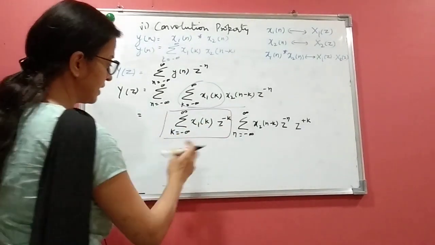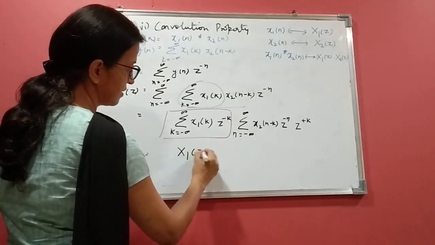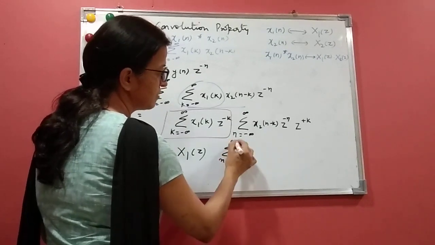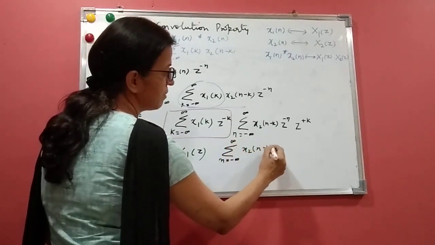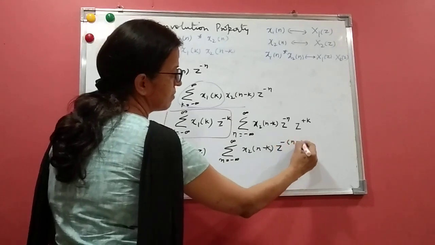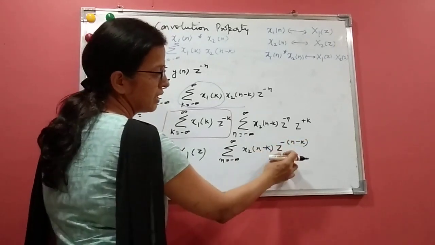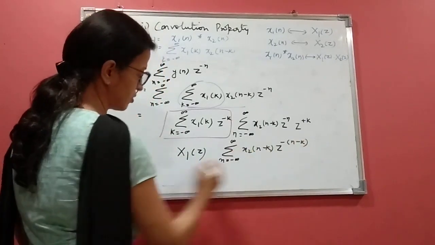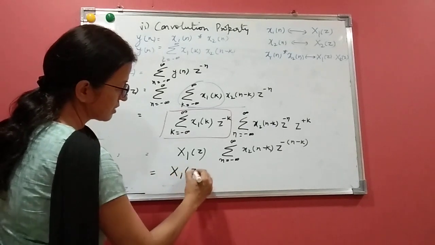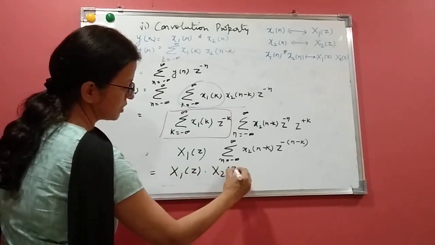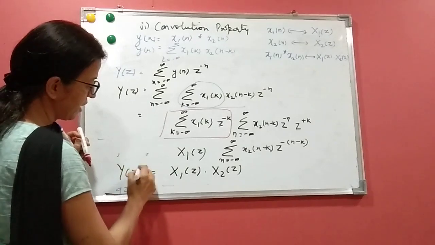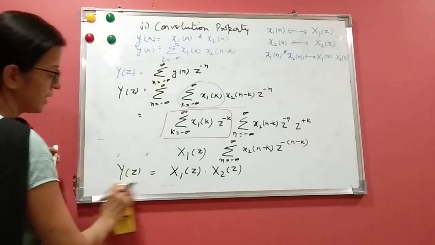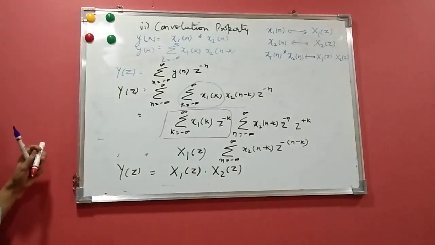So I can write this as x1z. Now what is this? This is the summation n equals minus infinity to infinity of x2 n minus k, z raised to minus n minus k. This is also a z transform, so what is it? x2z. So I can write x1z into x2z. That means I have taken the convolution in the time domain, and in z transform we see that it is nothing but the product in z domain.